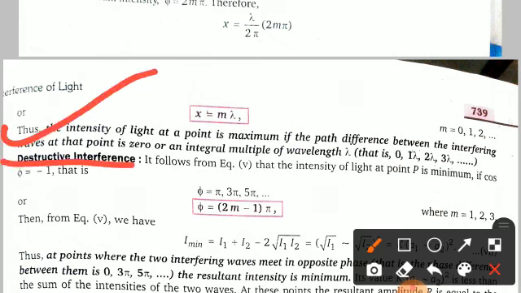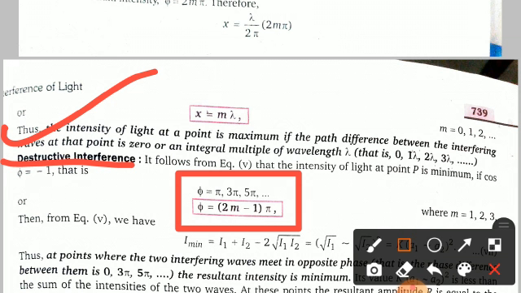Now we will talk about destructive interference. From the same equation number 5, the intensity of light at point P is minimum. For the minimum condition, cos phi should be equal to minus 1. In that case, we get the odd multiples of phase difference: pi, 3 pi, 5 pi, 7 pi, 9 pi, etc. So we can write phi equals 2m minus 1 multiplied by pi. In the above expression we found the maximum intensity; now we are finding the minimum intensity.